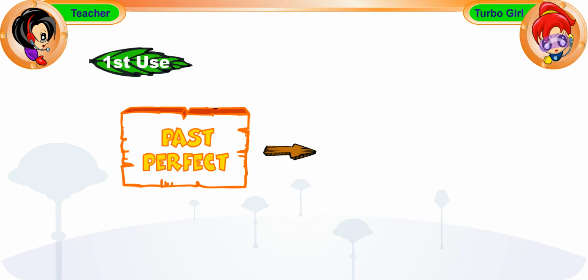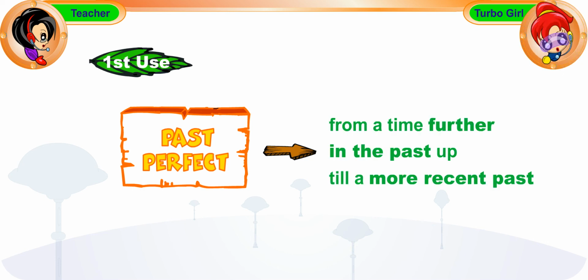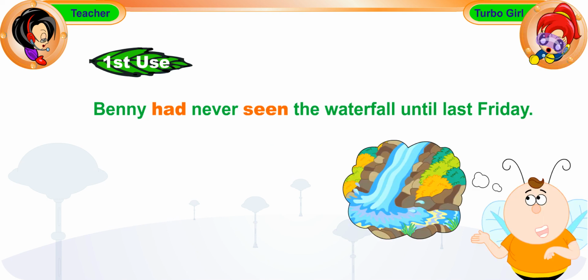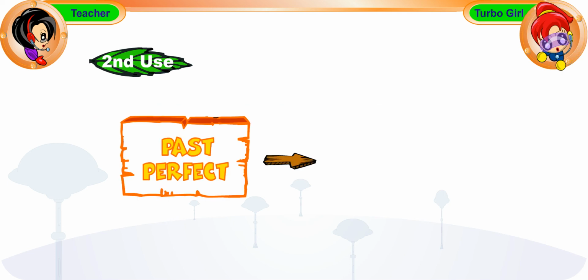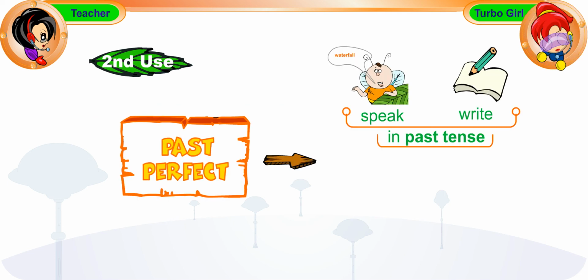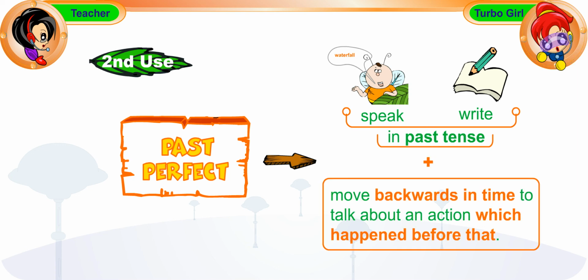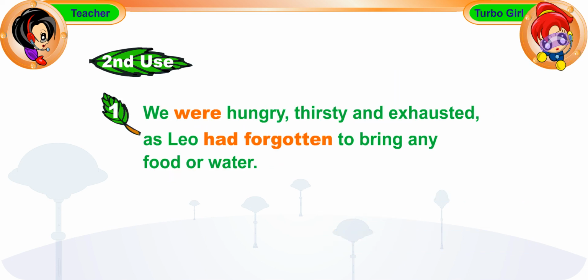First, we can use the past perfect tense to mean from a time further in the past up till a more recent past. For example, Benny had never seen the waterfall until last Friday. Second, we use the past perfect tense when we speak or write in the past tense and then move backwards in time to talk about an action which happened even before that. For example, we were hungry, thirsty, and exhausted as Leo had forgotten to bring any food or water.